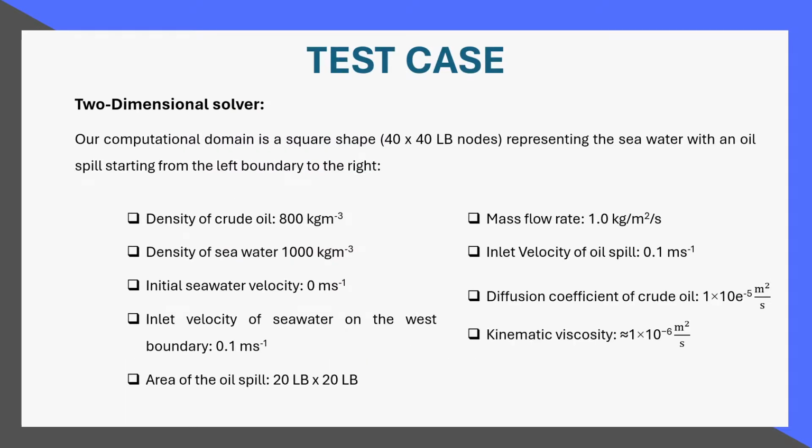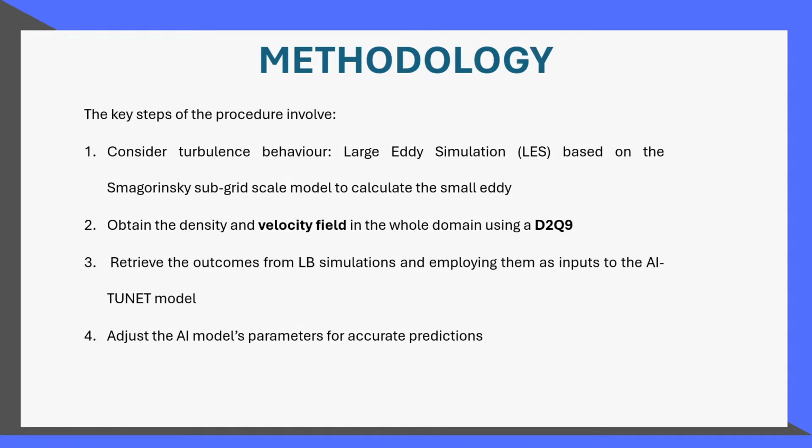Our test case is a two-dimensional solver. Our computational domain is a square shape, 40 by 40 lattice Boltzmann nodes, representing the seawater with an oil spill starting from the left bounded to the right. We take values such as the density of the crude oil, 800 kilograms per meter cubed, the density of the seawater, 1000, the initial seawater velocity, 0, the inlet velocity of seawater on the west boundary, 0.1 meters per second, area of the oil spill, 20 by 20, mass flow rate, 1, inlet velocity of oil spill, as I said, 0.1 meters per second, diffusion coefficient of crude oil, 1 times 10 to the minus 5, and the kinematic viscosity, 1 times 10 to the minus 6.